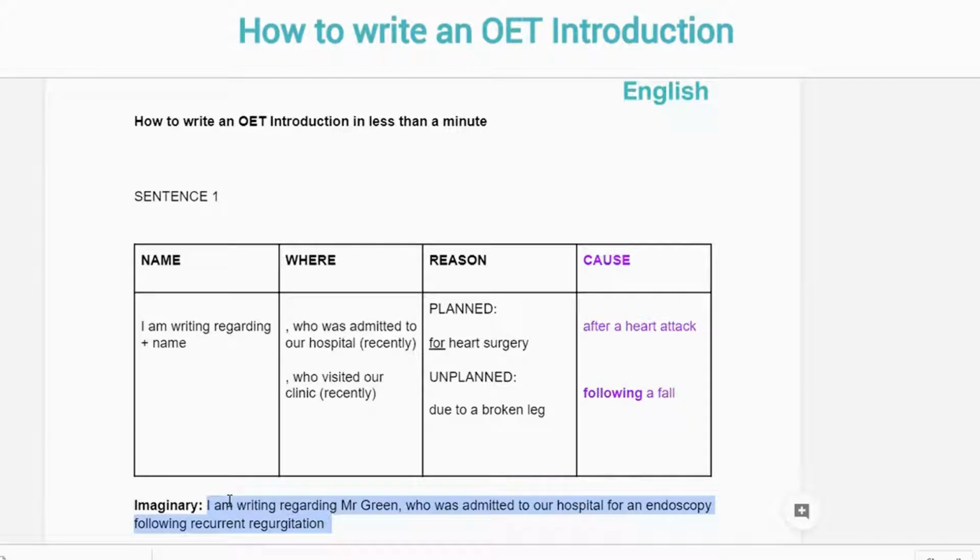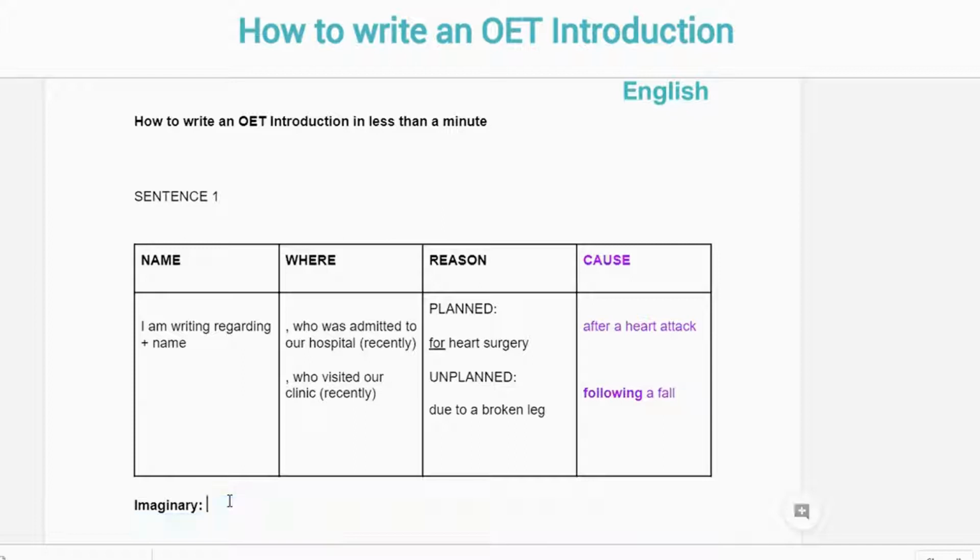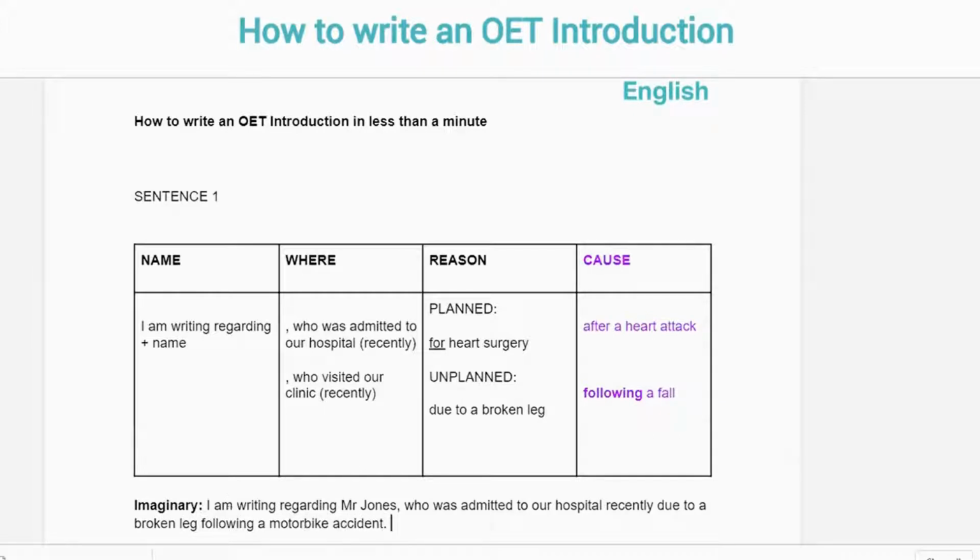Okay. Let's get an example now from Jancy. Could you give me an example? Yes, sir. Okay, I'm writing regarding Mr. Jones, who was admitted to our hospital recently due to a broken leg, following a motorbike accident. Motorbike accident. Excellent. Fantastic.